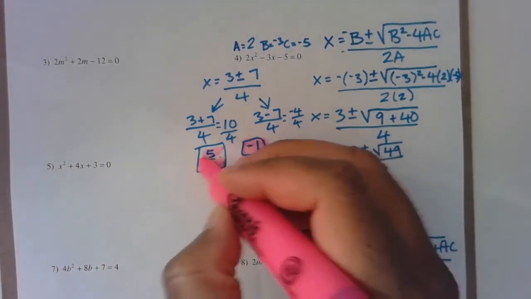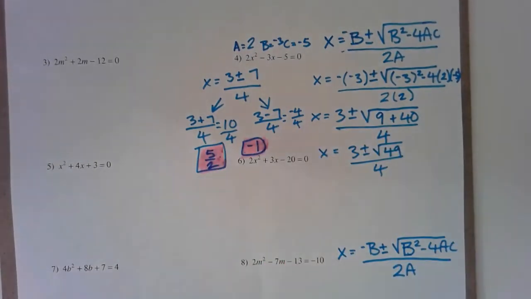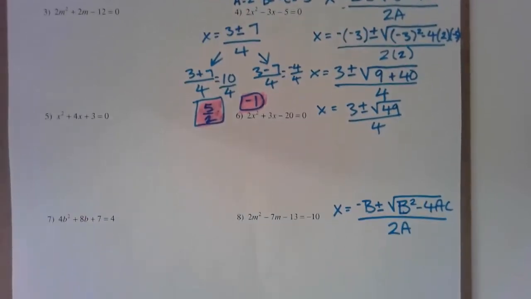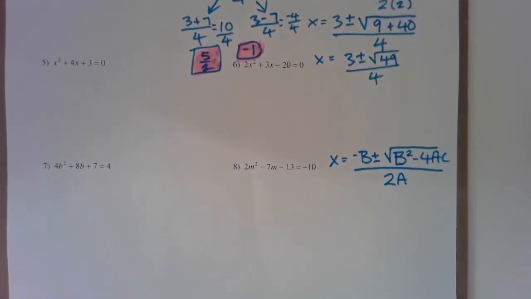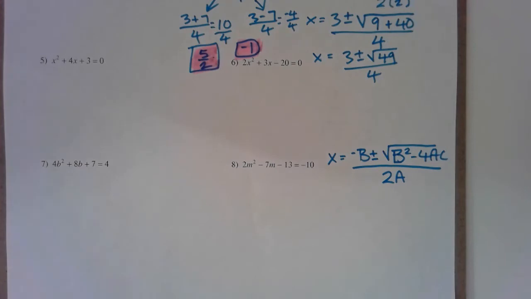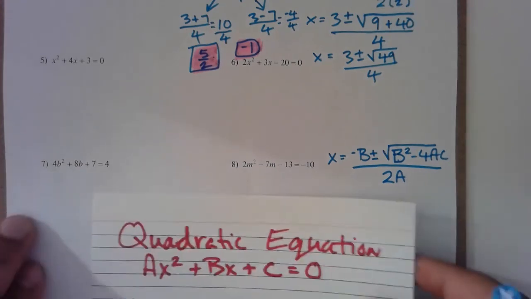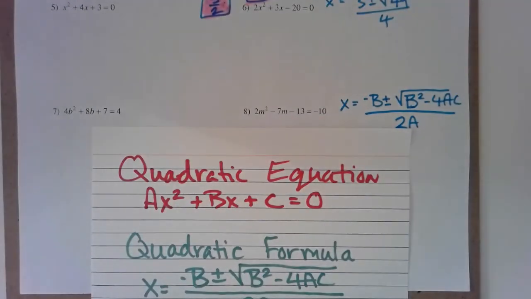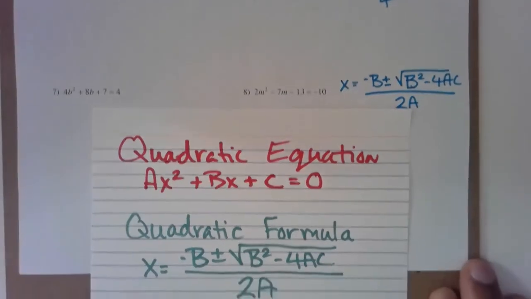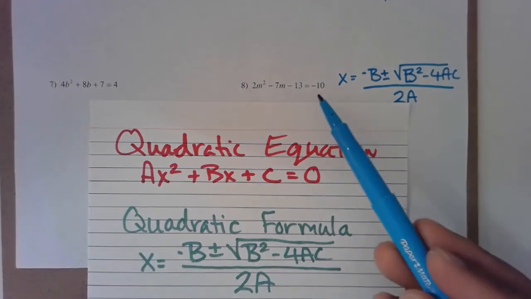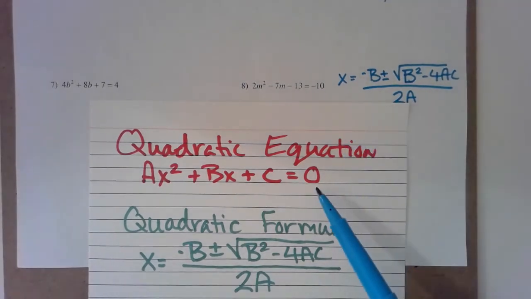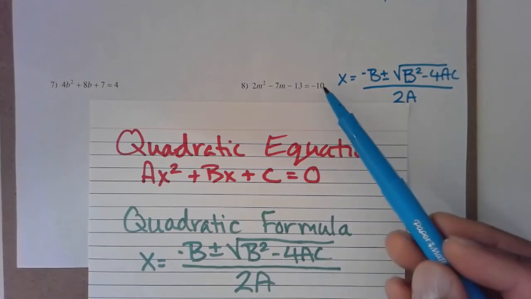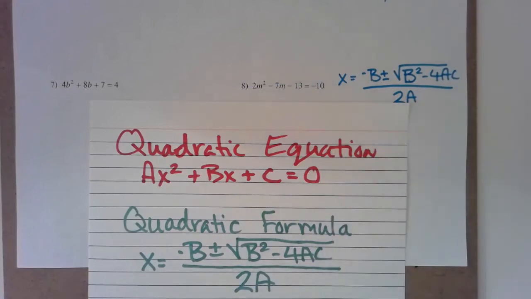All right, so you can have a fraction as an answer, so don't be afraid if that's one of your answers. So I want to go on down to number 8 because this one is kind of special here. If we take a look at number 8, you'll notice that it's not totally ready to go here. If I look at my quadratic equation, you will see that I have a -10 over here, and I need that to be a 0. So I'm going to have to move that -10 over to the left-hand side.